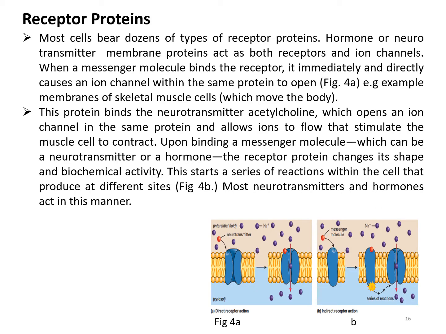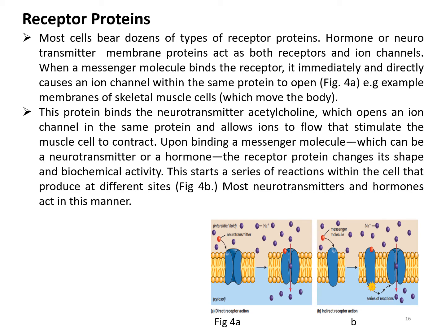Most cells bear dozens of types of receptor proteins, some of which are glycoproteins, that span their plasma membrane. Each has a binding site specific for messenger molecules such as a hormone or neurotransmitter, a nerve cell messenger. When the appropriate messenger molecule binds, it activates the receptor protein. Some membrane proteins act as both receptor and ion channels. One of the ways they do this is through direct receptor action.